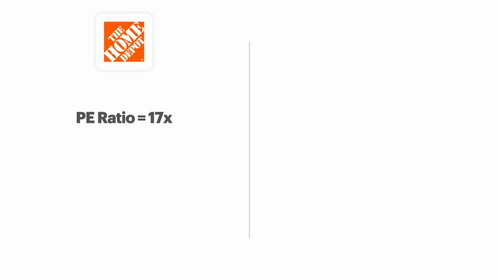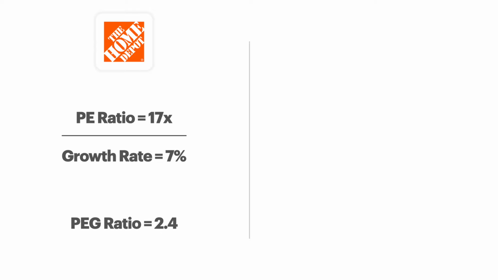So how can you apply it when evaluating companies? Let's look at an example. On the left, we have Home Depot. Home Depot has a PE ratio of 17, which is similar to the market average. Analysts expect Home Depot to have a growth rate of 7%. This makes Home Depot's PEG ratio 2.4.